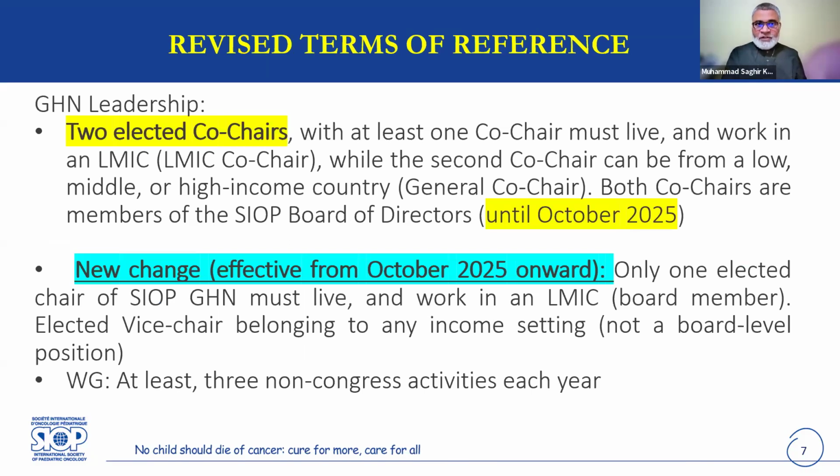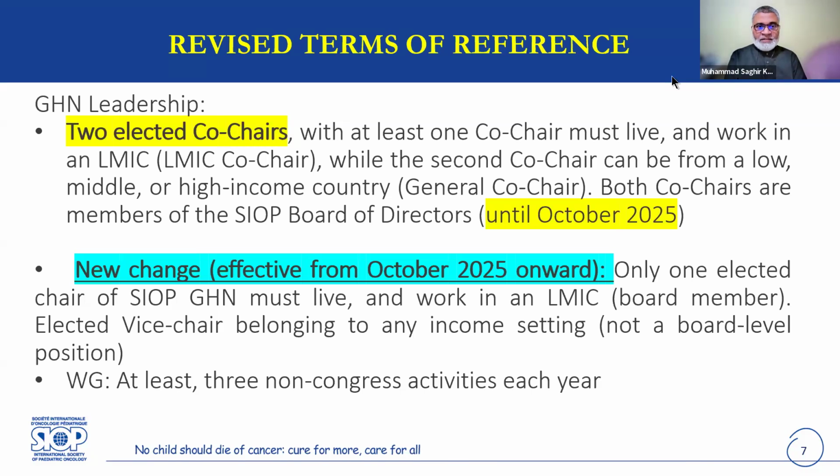We had a revision of the terms of reference in 2024. Some salient features of these revisions: there are 2 elected co-chairs, with at least 1 co-chair who must live and work in an LMIC. That is called the LMIC co-chair. This is the previous version. The second co-chair can be from a low, middle, or high income country. This is called the general co-chair. Both co-chairs are members of the SIOP board of directors. This is what is prevailing right now and will continue until October 2025.